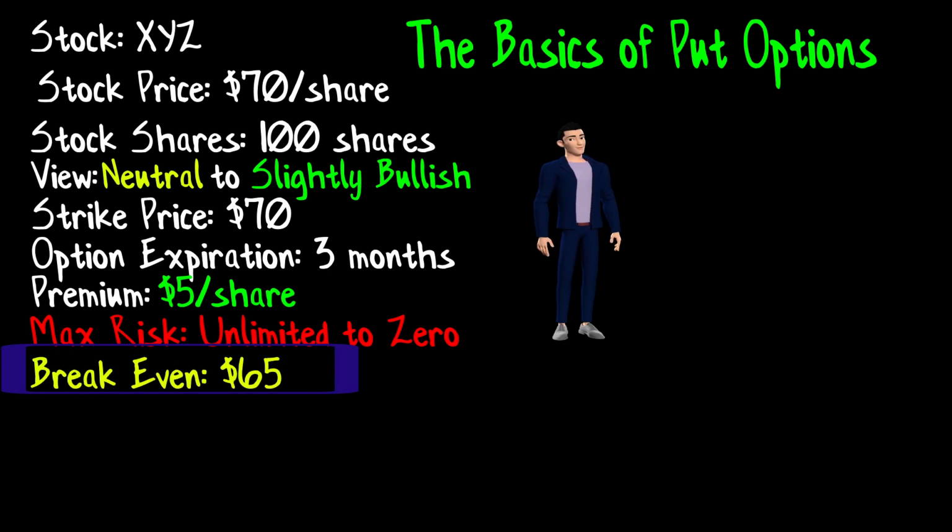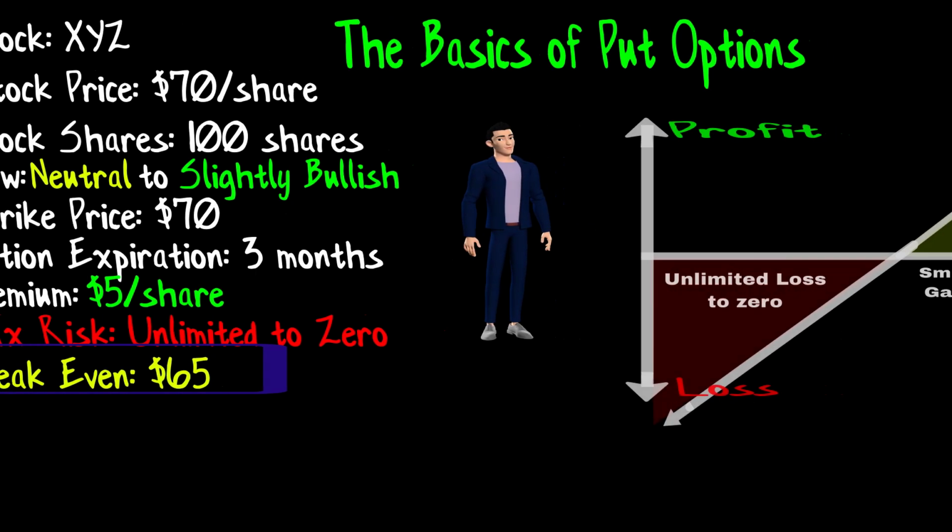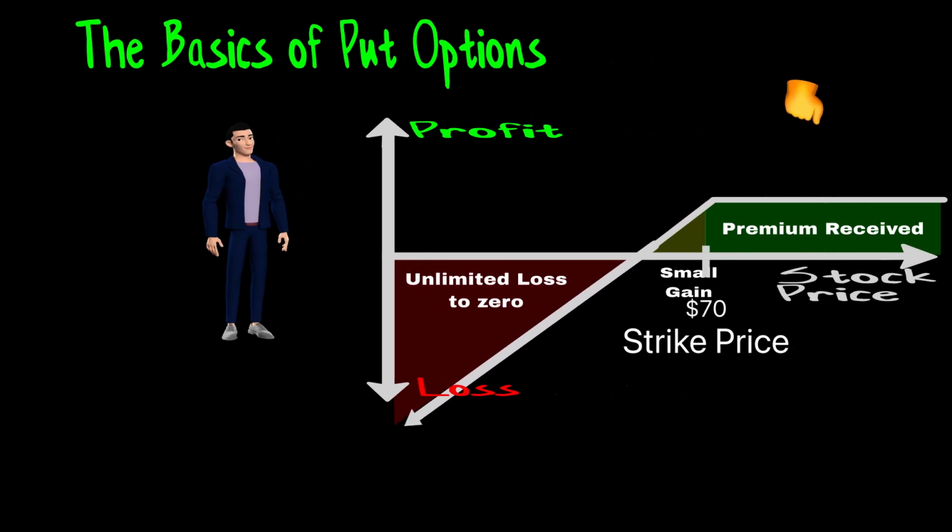Okay, let's move over to the option payoff diagram. If the stock stays above $70 at expiration, Brad will be in the green zone and keep his max profit of $5 per share that he got paid up front. So, if the stock goes up or even stays flat, Brad makes his max profit.